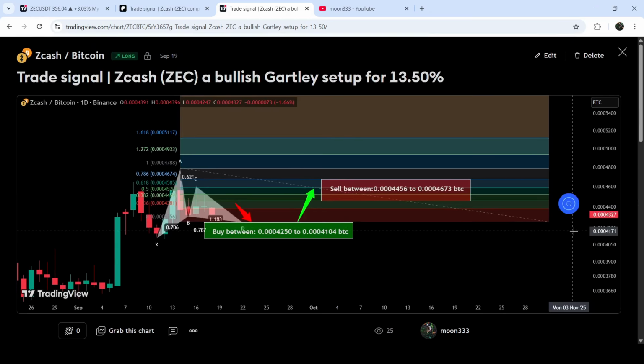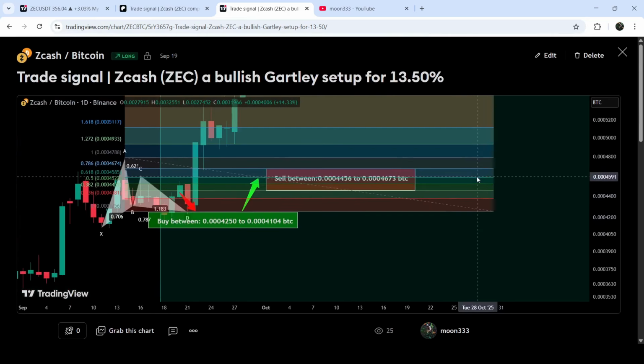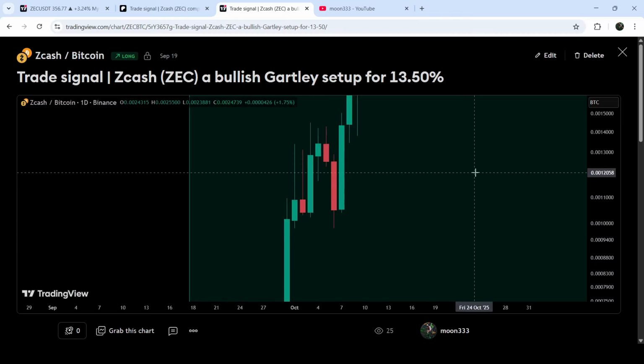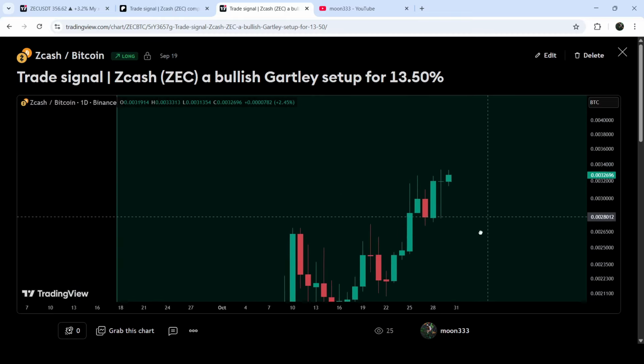And now if I play this chart, then you can see that the price dropped more down and entered the buying zone here. Then we had a nice reversal. And so far, it has rallied almost 676%. That was a very massive rally, by the way.